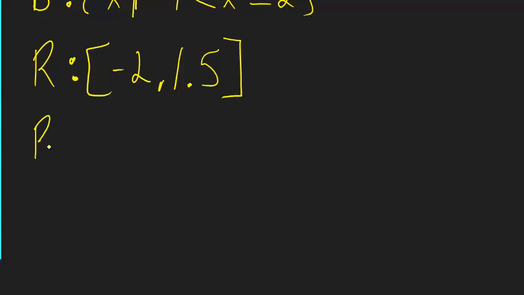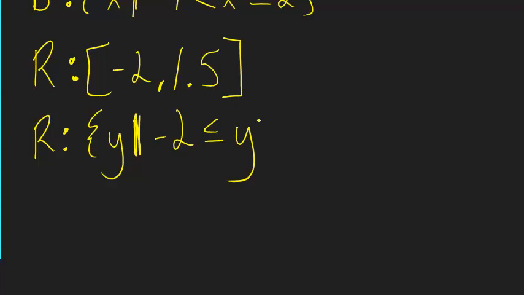Let's do our set notation. So we're going to have a bracket. Y deals with the range, so y such that negative 2, bracket, is less than or equal to y, bracket, is less than or equal to 1.5, close bracket. Alright, there's our range, the domain and range of this graph.